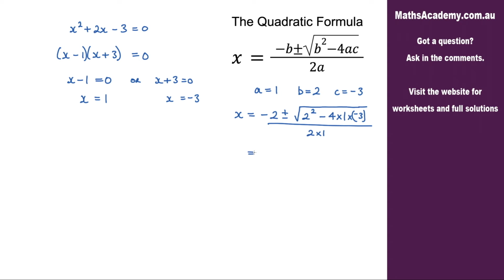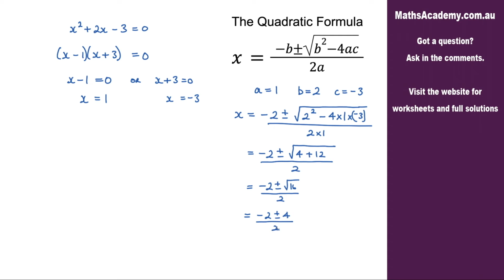We can go ahead and start to simplify a little bit. We've got the -2, we've got plus or minus. Well, the 2 squared is 4. Now, the 4 times the 3 is 12, and the negative would be a positive, so we've got plus 12. And that is all over 2. So we've got -2 plus or minus the square root of 16, and that's over 2. And the square root of 16 is 4.